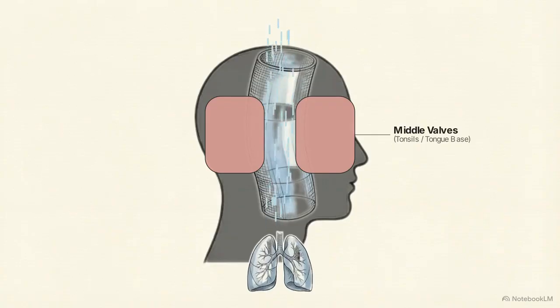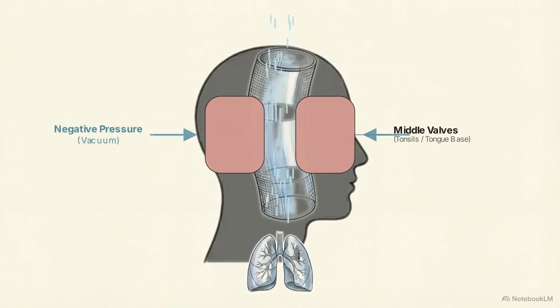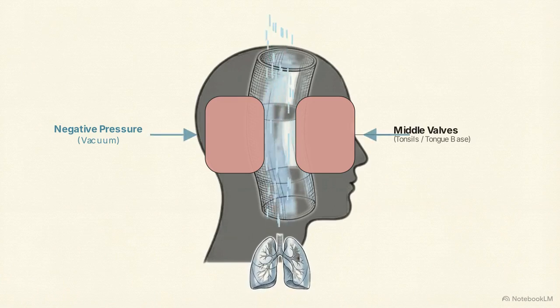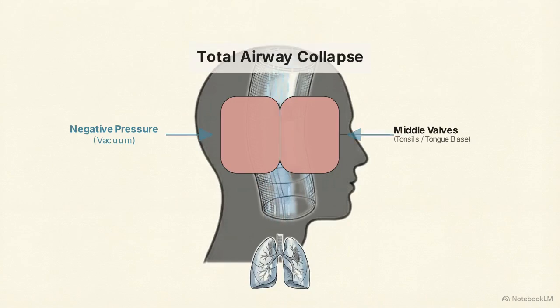As airflow squeezes through these narrowed middle valves, it accelerates. According to the Bernoulli principle, this increased velocity causes a drop in pressure, creating a vacuum that forces the flexible tissues of the airway to collapse, the mechanical driver of obstructive sleep apnea.